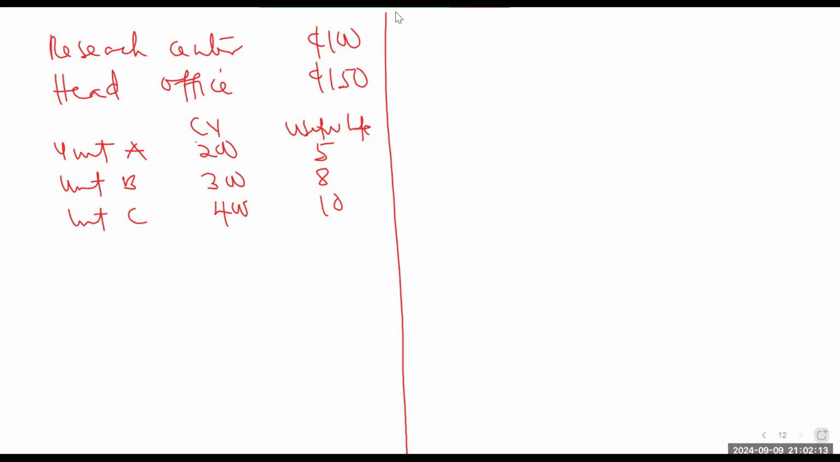And they are saying that a research center can be apportioned on the basis of what? Their carrying value. Please, which value are you going to be using to apportion the 100? What are the values that you are going to be using to apportion the 100?